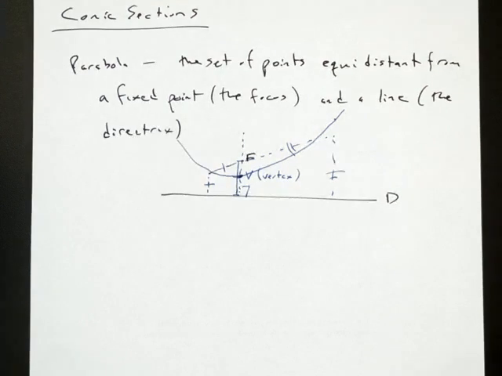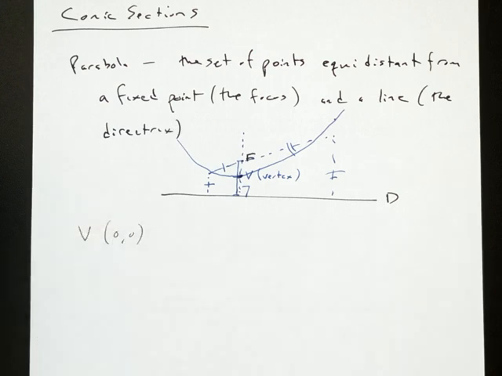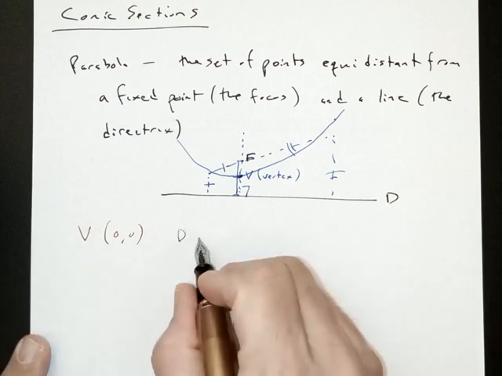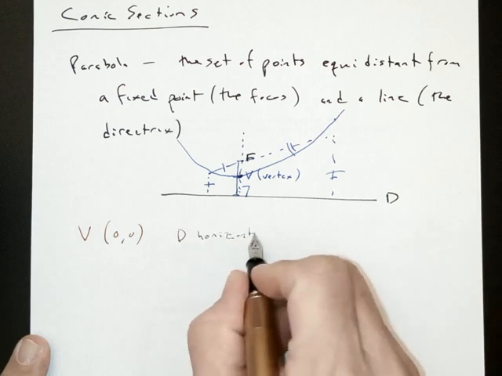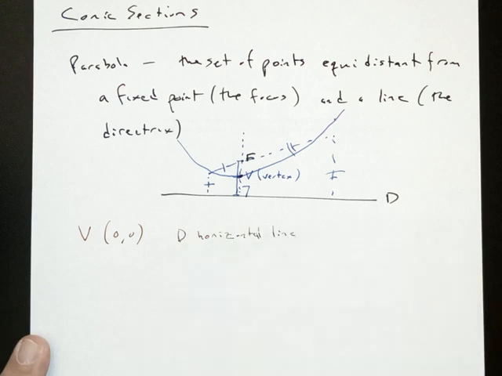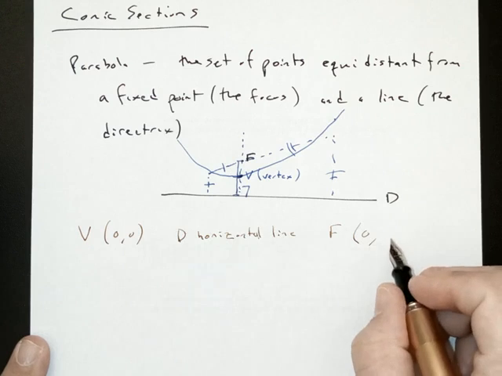This is all well and good, but this is not a geometry class. I don't want us to do this geometrically. I want us to think in algebra and calculus terms. And that means using the distance formula. Let me make my life easy to start with. I'm going to take that picture and move it so that the vertex is at the origin, and so that D is some horizontal line. And that means that F is going to be some point on the y-axis.